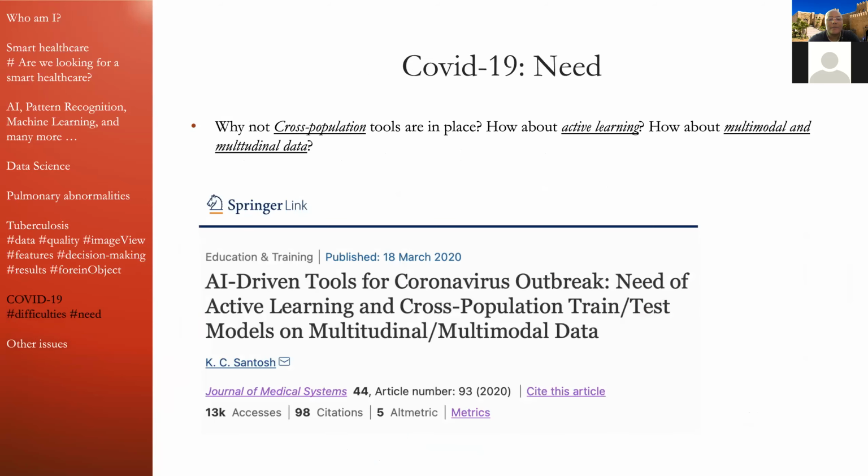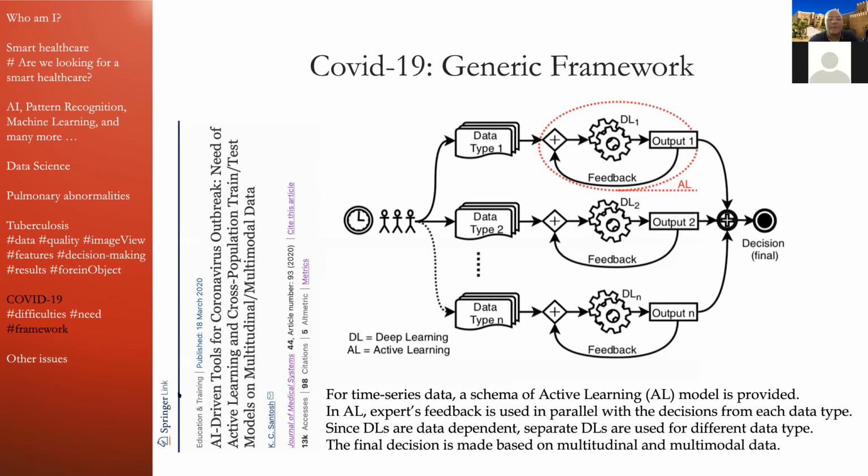So here's basically what is important for us to take a look at. This is really important: cross-population, active learning, and multimodal data. This one I published some time ago in March 2020, as soon as COVID-19 hit. The idea is this: we know that data is not available. It's time series data. Every day we got data because COVID-19 hit humanity really hard. So how many data types, CT scan, chest x-ray, this, that, I don't know how many data types, I'm not a medical expert, but no radiologist was prepared for COVID-19, right?